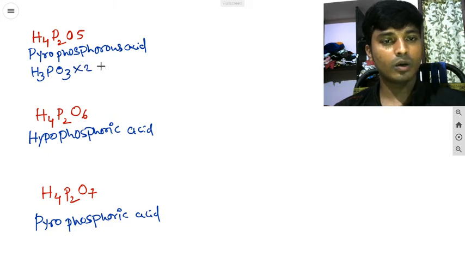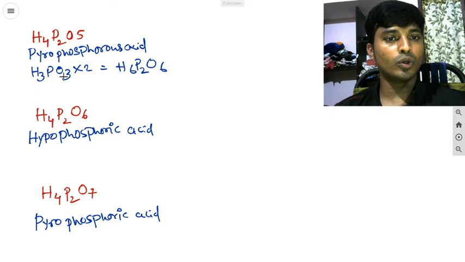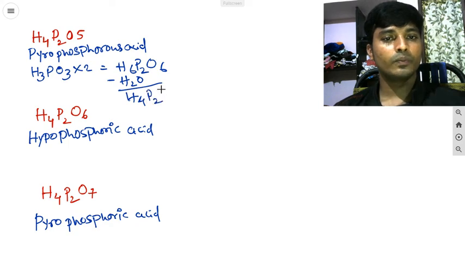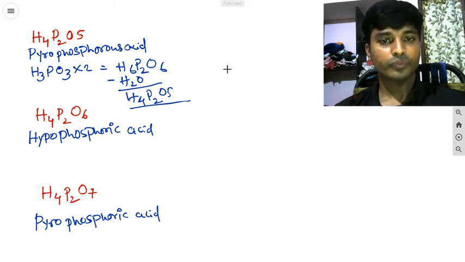So what is this now? H6P2O6, right? H6P2O6. So from this one you remove one water molecule. From this, 2 hydrogens you remove and one oxygen. So what will it become now? H4P2O5. This is the pyrophosphorus acid. So how can you draw this one?